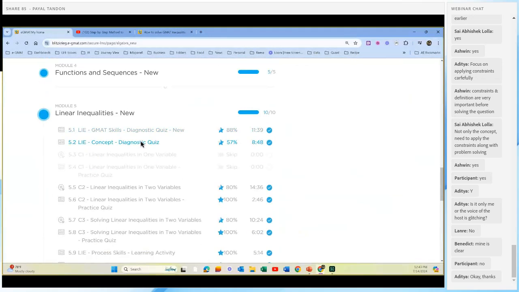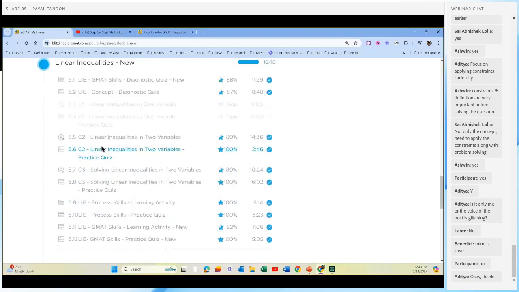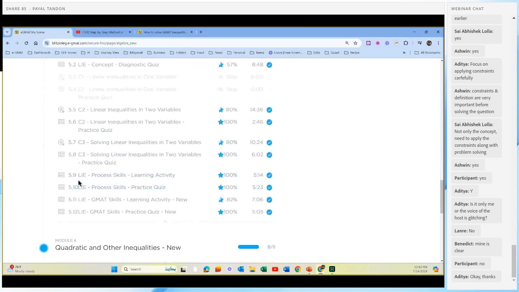Again, there were lots of concepts that he needed to review. Out of the three concepts, he needed to review two concepts. One he could skip, right? And then after that, he needed to do the process skill files. Okay. The kind of questions that we are doing today in this session, the 4 questions that we did, those kinds of questions only pertaining to linear inequalities are included in this file. Okay, and then there is a practice quiz.